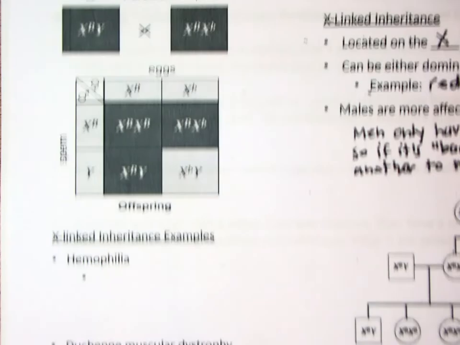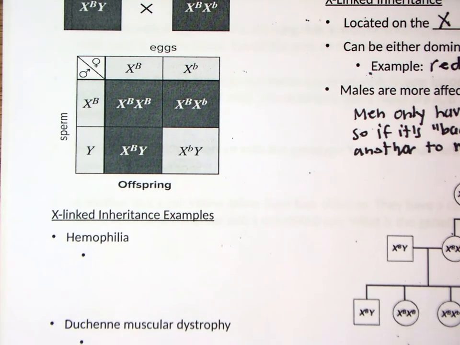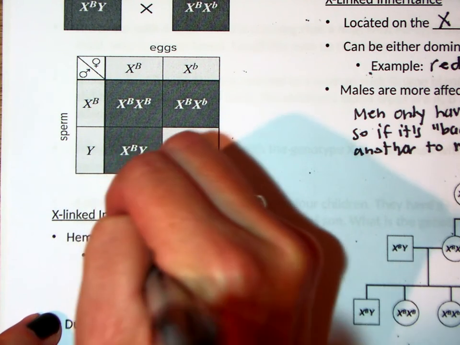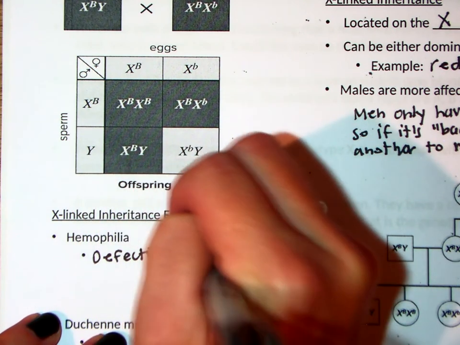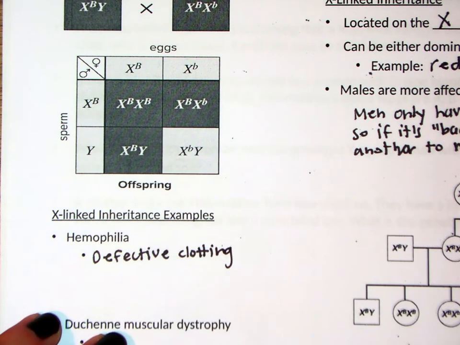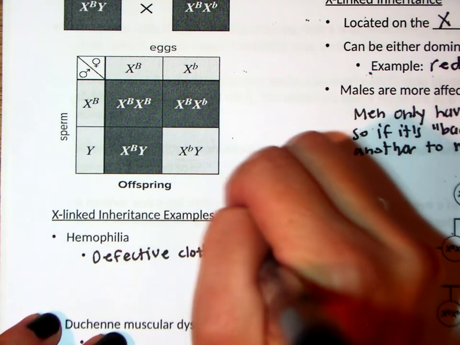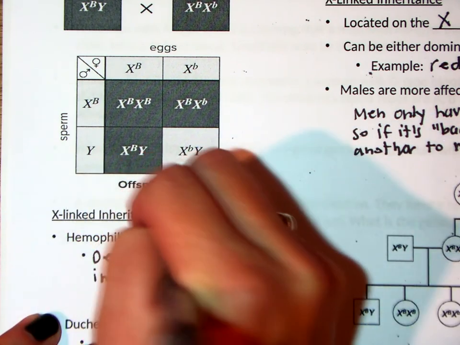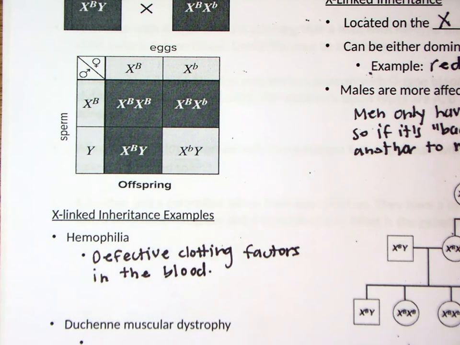Alright, some other X-linked inheritance examples are hemophilia. I think we might have talked about this earlier, but this is when you have defective clotting factors in the blood. And so these people can easily die from a minor injury because their blood can't clot and they bleed out and get lots of bruising and can have lots of problems.